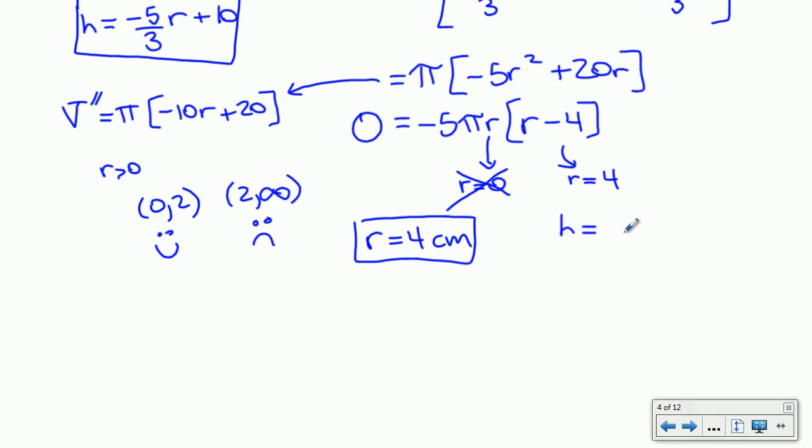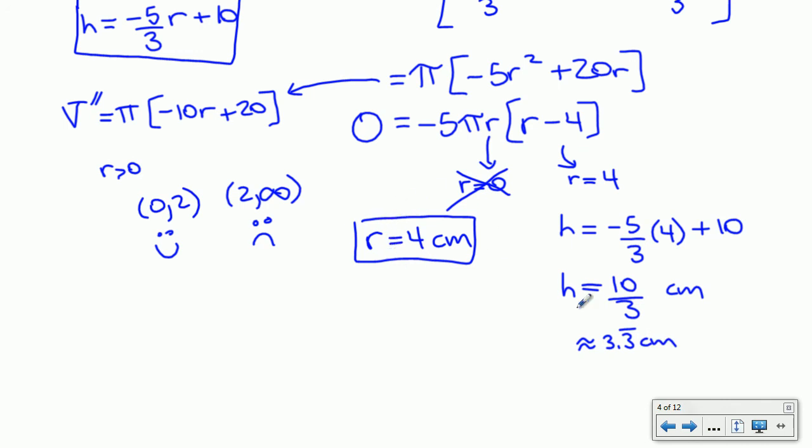So it's always a good idea to confirm whether or not this gives you a maximum using the second derivative. So in my relation for h and r, I can sub in 4 for r, giving me an h of 10/3 centimeters, or approximately 3.3 centimeters. So the dimensions of the cylinder, the radius should be 4, the height should be about 3.3 centimeters.